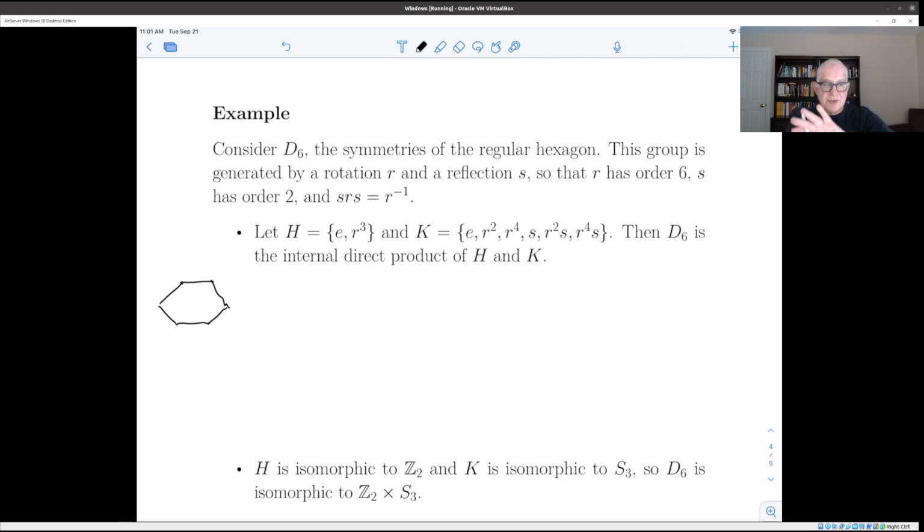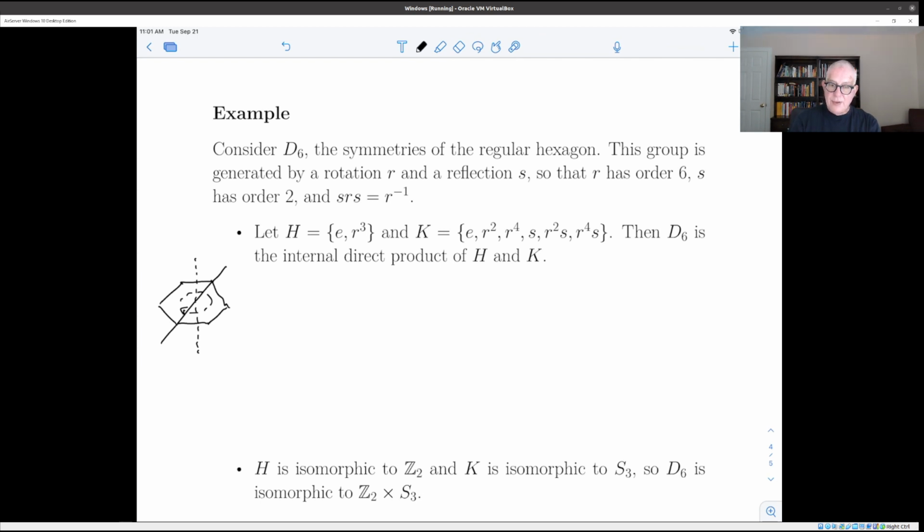It has 6 rotations corresponding to the 6 rotations that you can do to the hexagon. And it has 6 reflections, which come in 2 flavors: the reflections along lines joining 2 vertices, and also the reflections around the midpoints of the edges.